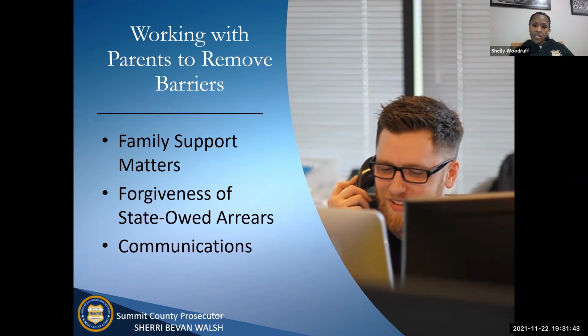We have our forgiveness of the state owed arrears. So anytime someone is ordered to pay child support, and that mom or that dad was receiving any type of like cash assistance, then that money is owed to the state. So a person can apply for the forgiveness program based off problems that they've had. It could be, they weren't able to work because they have health problems. And so this money is owed to the state. They can file this application to list their reason.